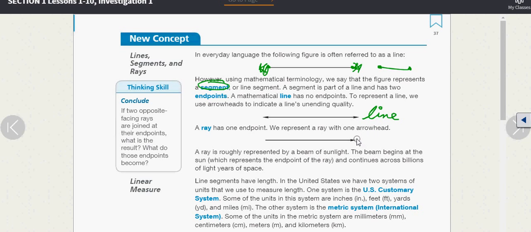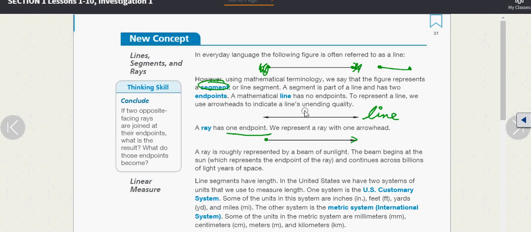And this, well, it's a ray. One endpoint here and an arrow at the end here. Why don't you add a picture of each with a label in your math notes under lesson 7 and get back to me.